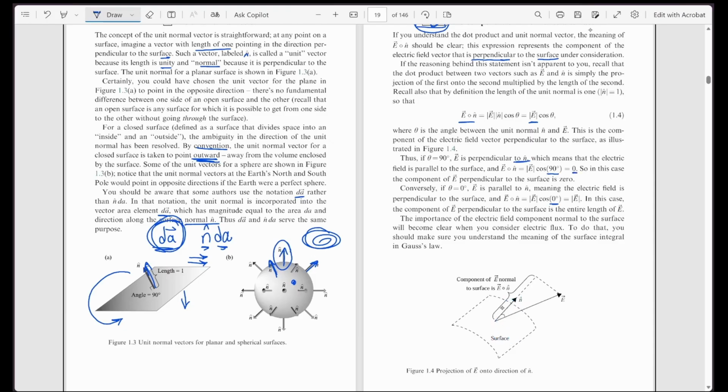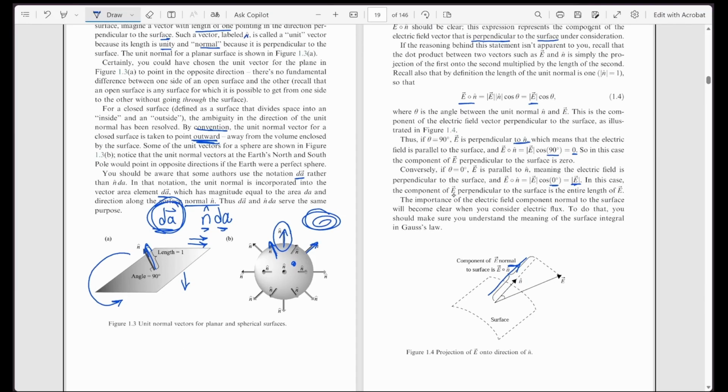What if the angle between them is 0? That means that they have the same direction, and their dot product will be just the magnitude of the electric field, as all of the electric field would be on n. In this case, the component of the electric field perpendicular to the surface is the entire length of the electric field.